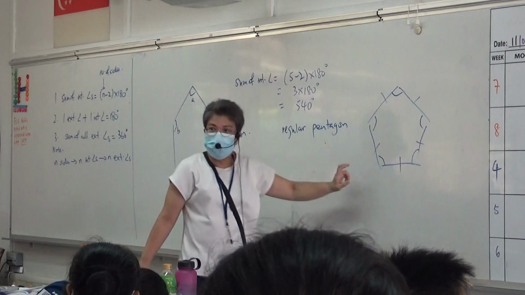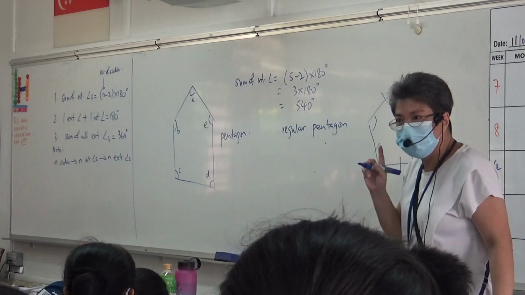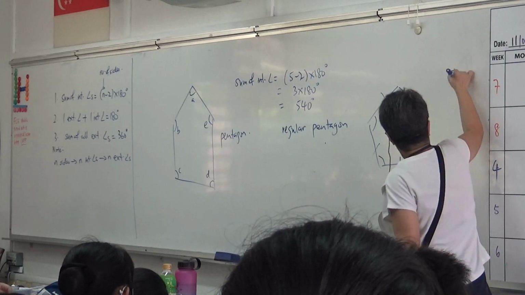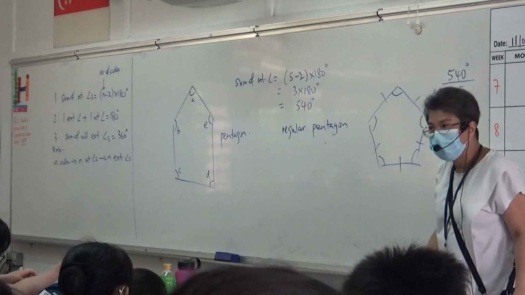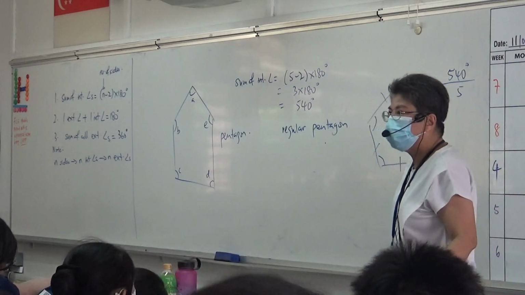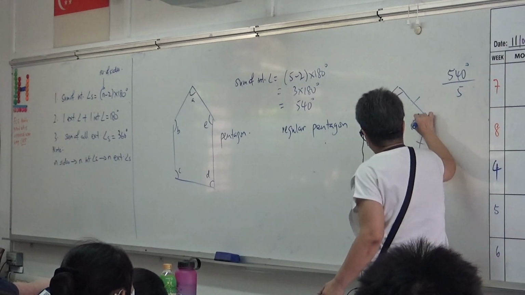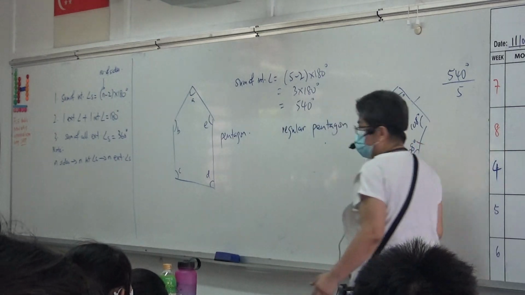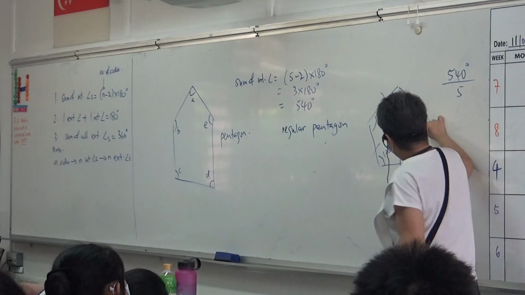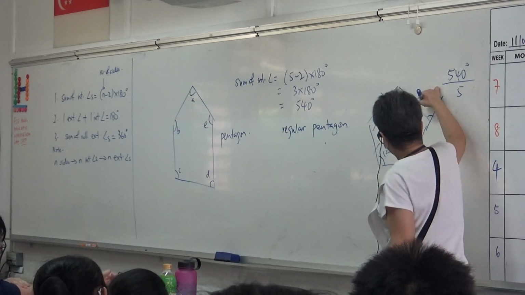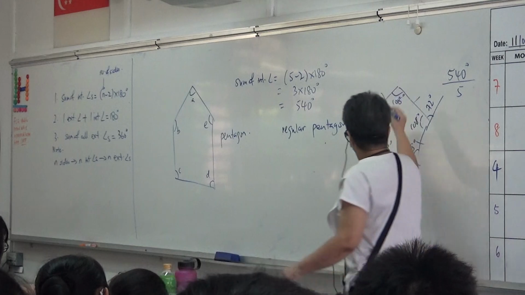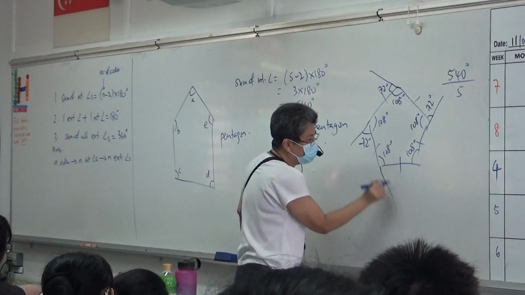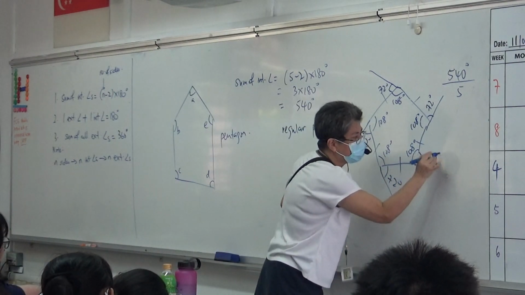Now, what if it's regular? That means all sides the same, all angles the same. So, what is the value or size of one interior angle? 540 divided by what? 5. Can all of you take 540 divided by 5? How much is it? 108. That means all these angles are 108. Understand? So, what will be the exterior angle? 72, right? Alright. This exterior angle also must be what? 72, 72, 72, 72, right?